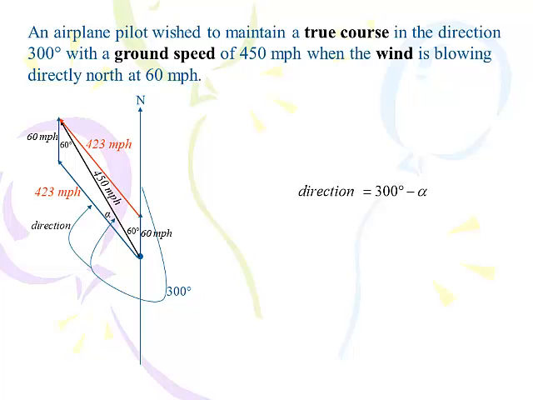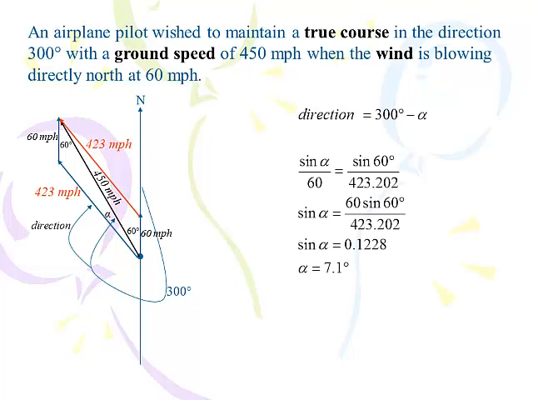We know what the angle is to the resultant. We want to back up and figure out what the angle is to the plane. So alpha is the difference again, only this time we're going to take 300 degrees minus alpha because we want to know what direction the pilot attempted to go before the wind pushed the plane north to 300 degrees. So we're going to use law of sines to find alpha. We always use law of sines. So the sine of alpha over 60 is equal to sine of 60 degrees over the plane, 423.2. Multiply both sides by 60, inverse sine it, and we get 7 degrees.